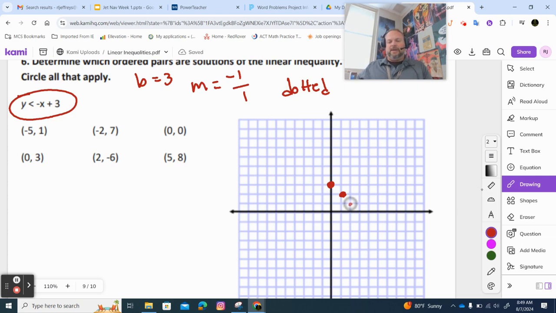So I'm actually going to do this. This is just what I do. You don't have to. I know a lot of people try to be like me, but you don't have to. All right, now, which way am I going to shade? Shade down.